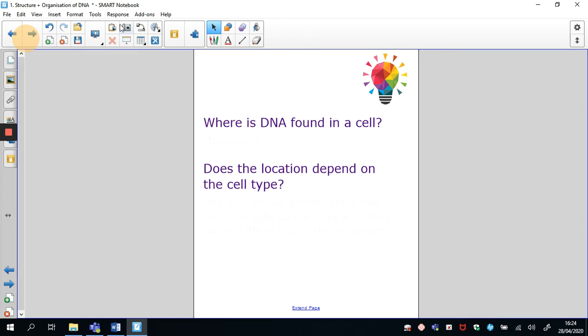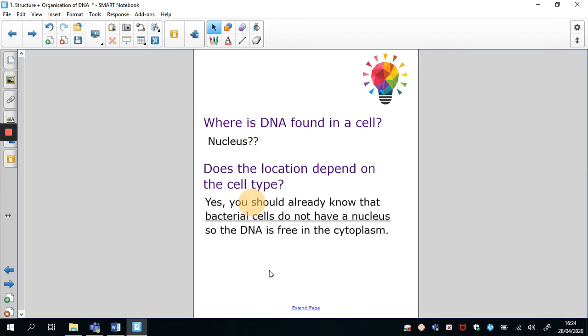Right, so let's think about where DNA is found in a cell. You're probably all going to shout nucleus, I would hope. But then if you think about it from National 5, is that the only place that you find DNA? Hopefully you are thinking, hang on a minute, we know that bacterial cells don't have a nucleus. So for bacterial cells, their DNA is just free in the cytoplasm. It's not in a nucleus because the nucleus does not exist.